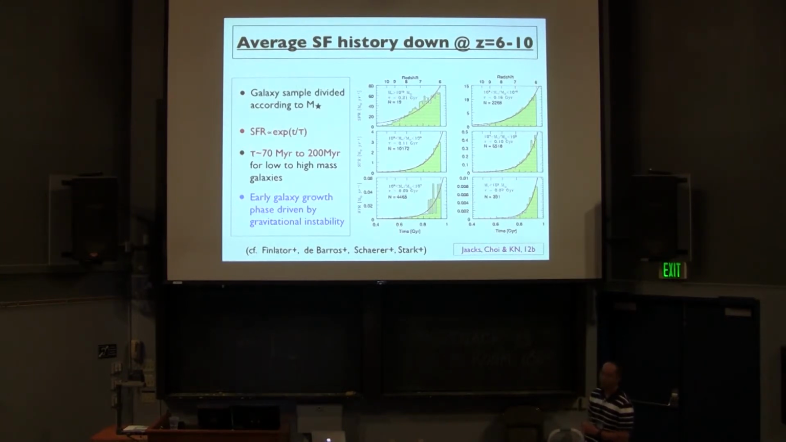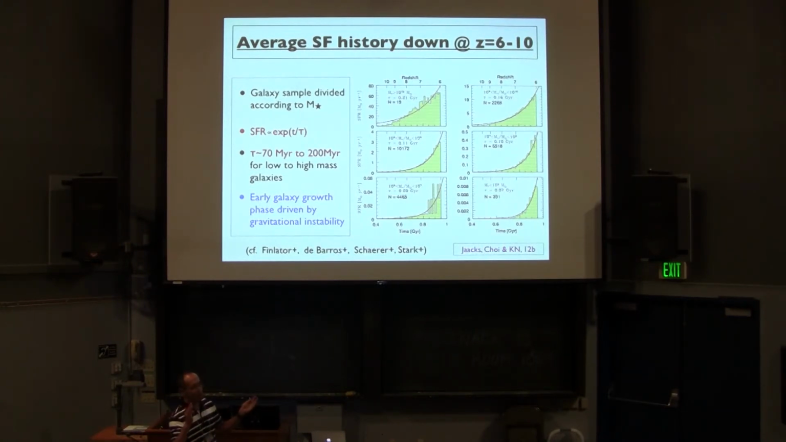It turns out this tau is dependent on the galaxy masses. If you look at high mass galaxies at z equals 6, they tend to have a longer tail, characterized by tau equals 200 million years. Whereas if you look at low mass galaxies down to 10 to the 7 solar masses in stars, they tend to have a shorter time scale of 70 million years or so. This can only be done with a large number of galaxies, 10,000 galaxies, 3,000 galaxies.